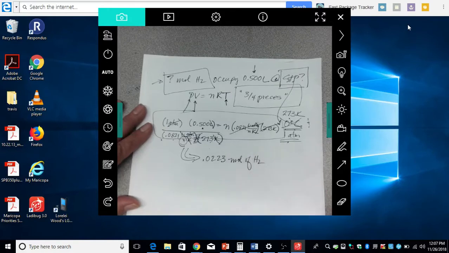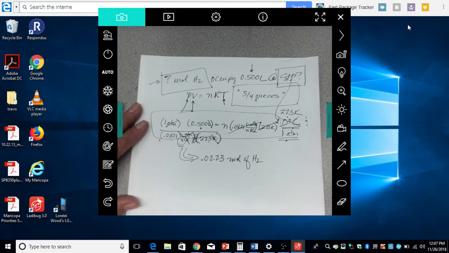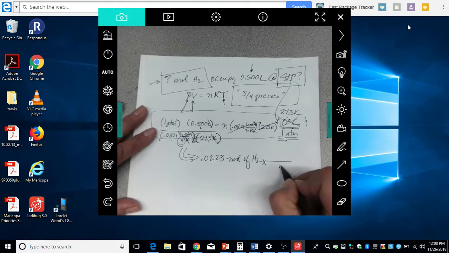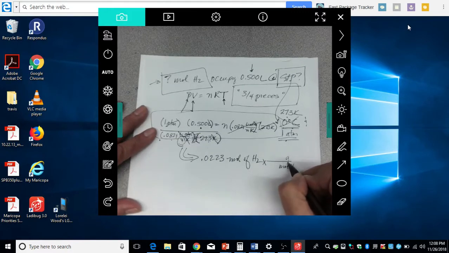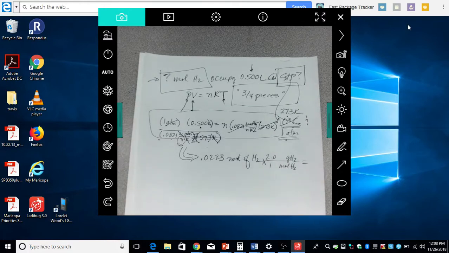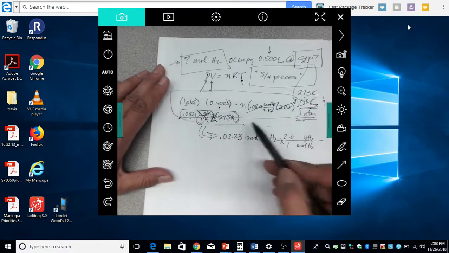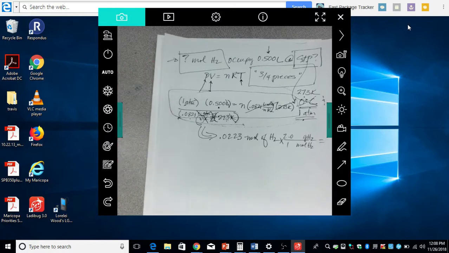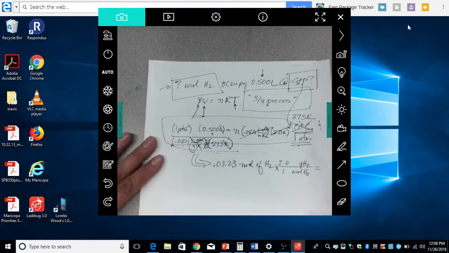Of H2. All right, what if they said how many grams do you have? Could you do that? You could do that, right? We could go from moles of H2 to grams of H2. I think that's a 2.0, so that'd be pretty easy to do. So PIV-NERT, you just got to solve using the information that you have, the 3 of the 4 pieces.